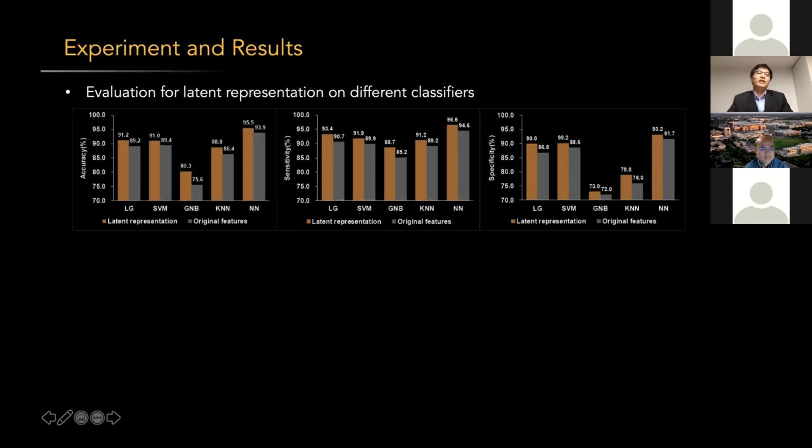So this kind of technique can be used as a feature representation or feature mapping algorithm for 5 different methods here, including SVM and neural network. Here you see the yellow. So this is the latent representation. You can see the result from the latent representation is better than using the original features for each of these 5 classifiers, for accuracy and also sensitivity and specificity.